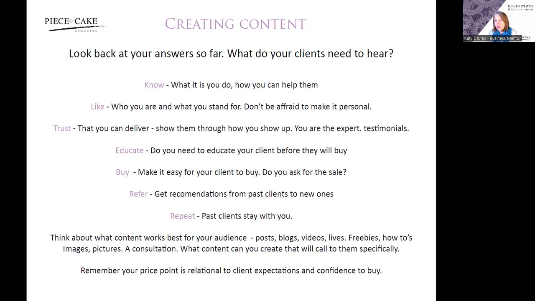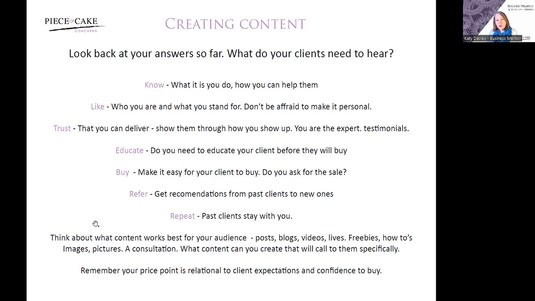Then obviously refer, so you can get recommendations from past clients to new ones, and repeat, where past clients stay with you and move on. This content can still be part of your marketing: making sure that you are making it easy for other people to recommend you and to share your products and services. You might even have a referral scheme or an affiliate scheme. And repeat, again, it's not forgetting the people that you've already worked with, and making sure that you have content and connection ready for that.